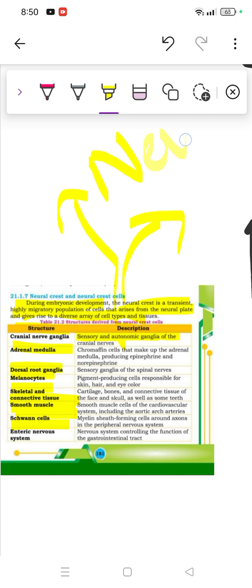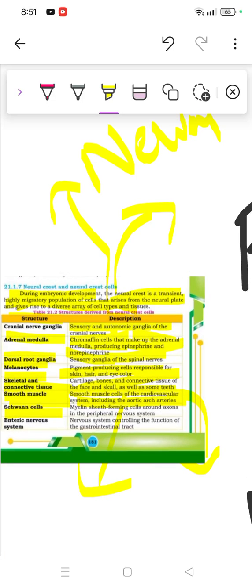So the cranial nerve gives sensory and autonomic ganglia of the cranial nerves, which we'll discuss in the nervous coordination chapter, which will be our next chapter hopefully after this. Then the adrenal medulla, where chromaffin cells make up the adrenal medulla, producing epinephrine and norepinephrine. Then dorsal root, which are sensory ganglia of the spinal cord, and pigment producing cells. Skeleton and connective tissue is simply cartilage, bone and connective tissues, either of the face, skull, and even of teeth. Then we have smooth muscle cells of the cardiovascular system, which means related to the heart and everything, including aorta and arteries. Then we have Schwann cells, which are myelin sheath forming cells around axons.